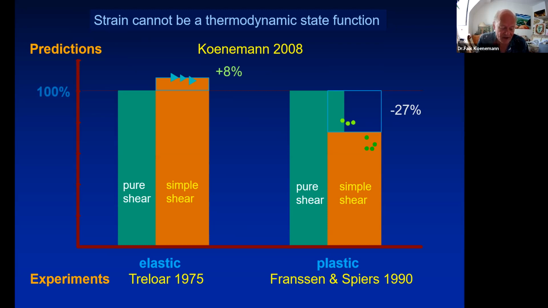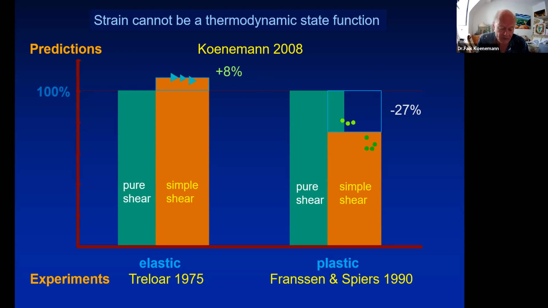For plastic deformation, there are only very few comparative studies, but they agree that plastic simple shear costs substantially less work than pure shear. Both the sign of the difference of pure versus simple shear and the magnitude of the difference are correctly predicted by the new approach. No other theory comes even close.